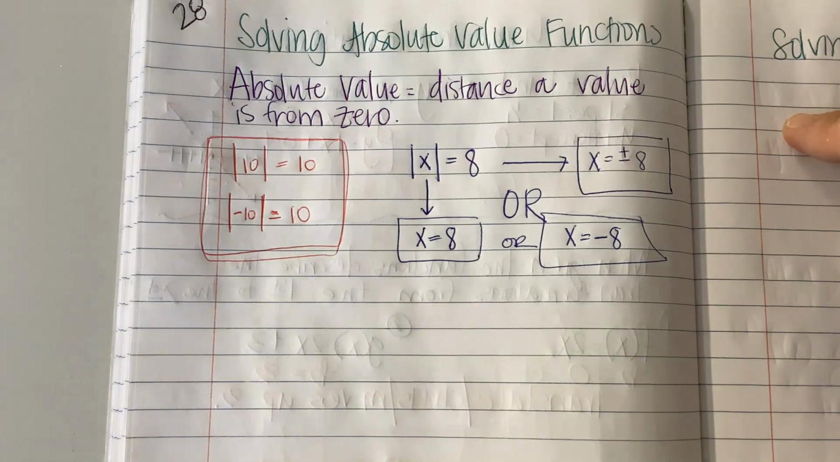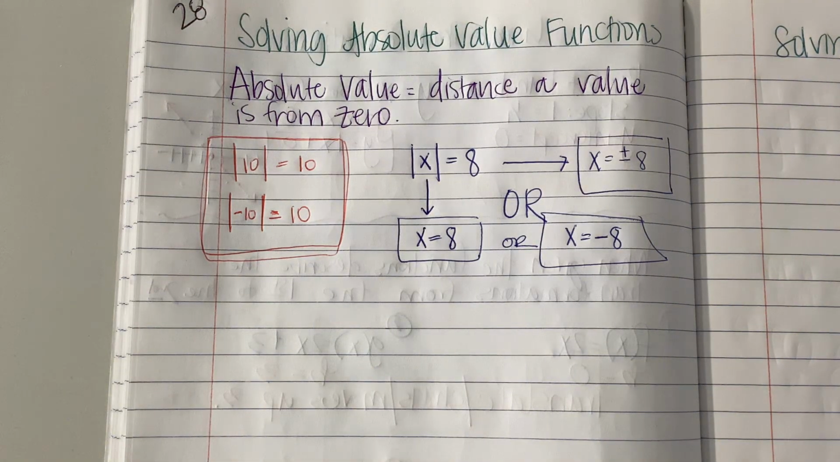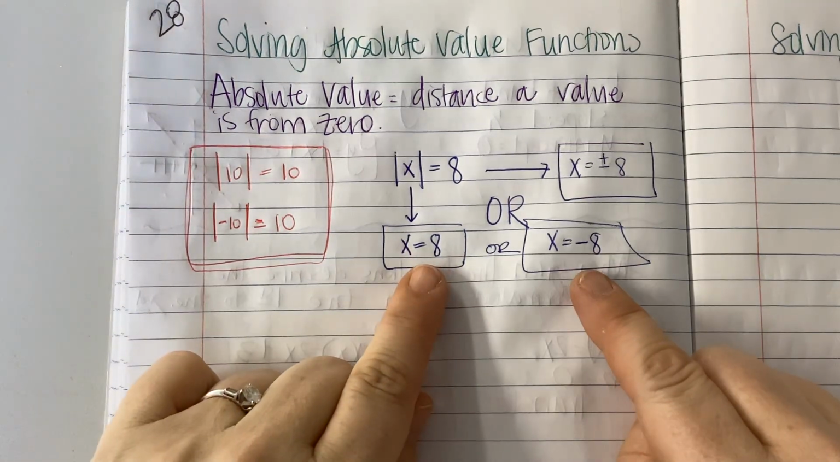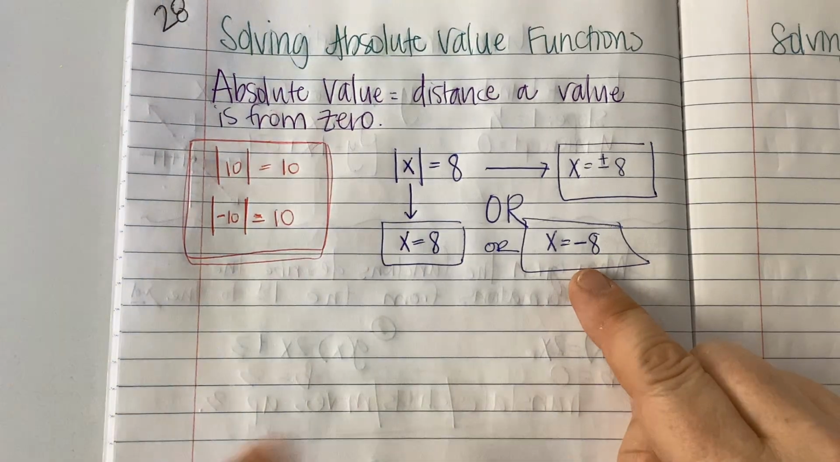Normal problems, we just find what x is and move on. There's one solution. This time there are two solutions because there's a positive value and then there's the negative value. They will not always be opposites, though, when we get into more complex problems. Really easy problems, they're opposites.